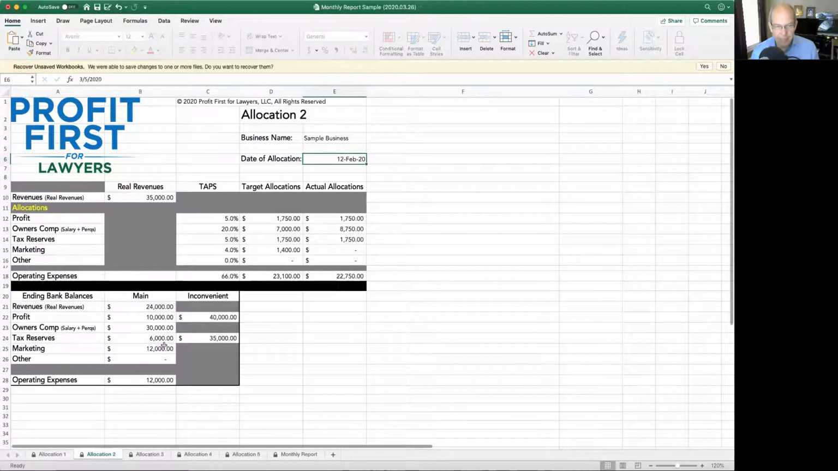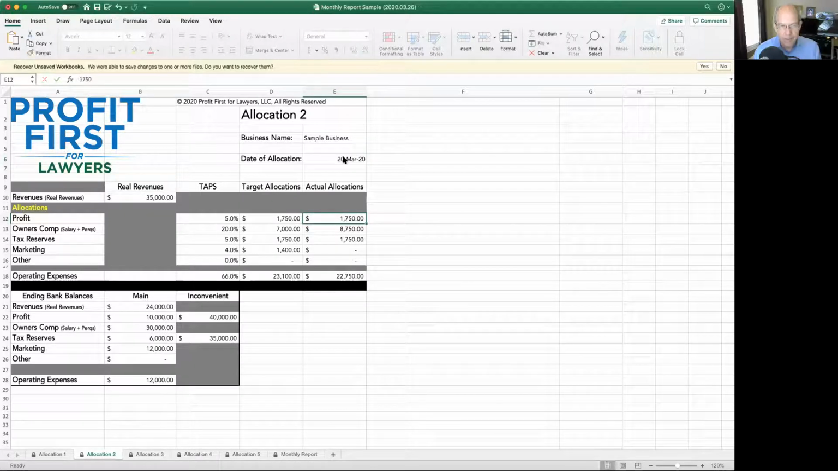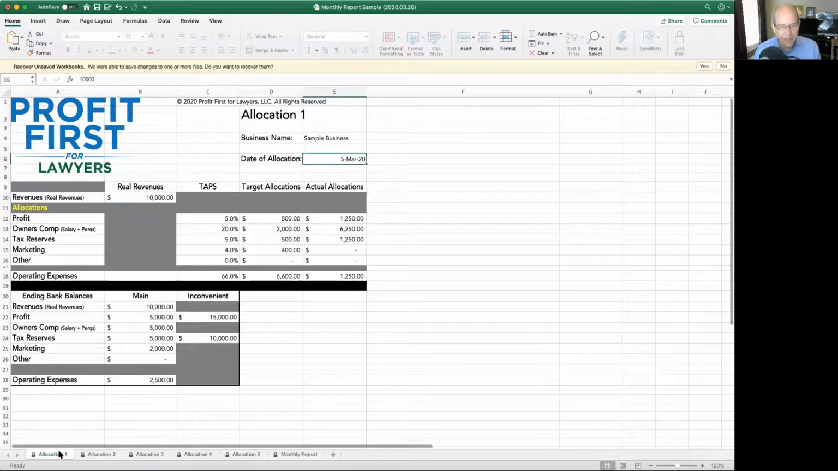Then we do the second allocation of the month. You'll notice Sample Business stays the same. Can't change that now. Let's say that this one is on the 20th of the month. And let's say that our revenues for this period were also $10,000. What I didn't show you in allocation one, I'm sorry, I filled out the tabs, and that tells us what the target allocation should have been.